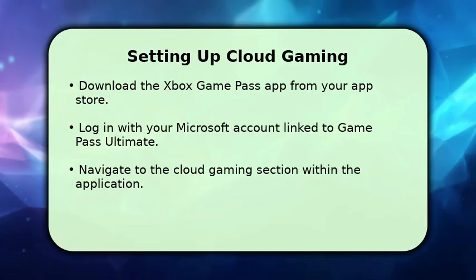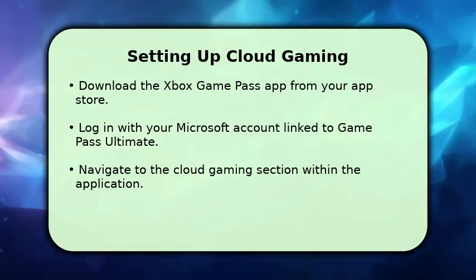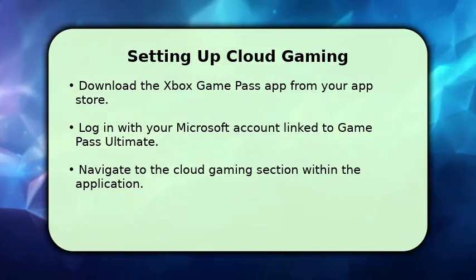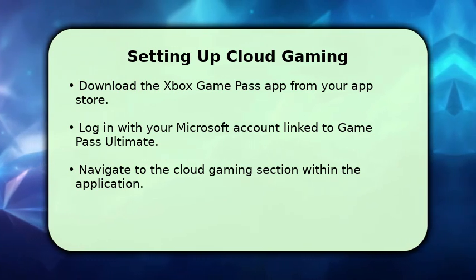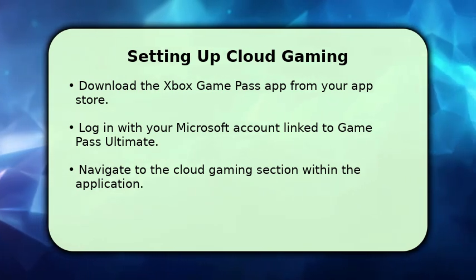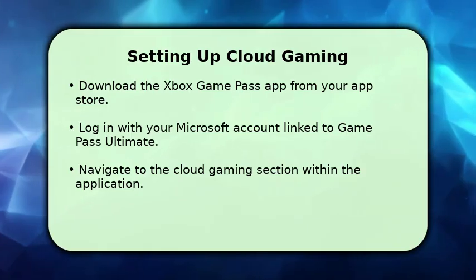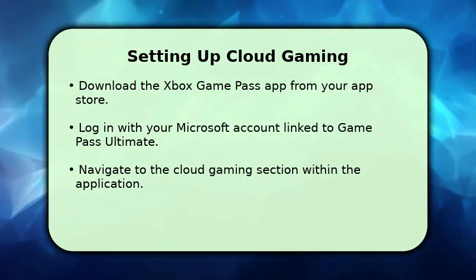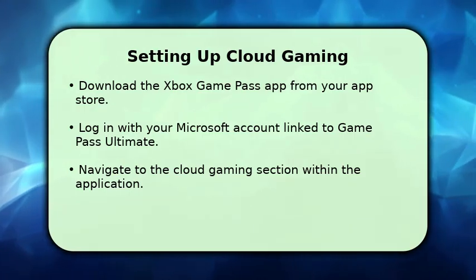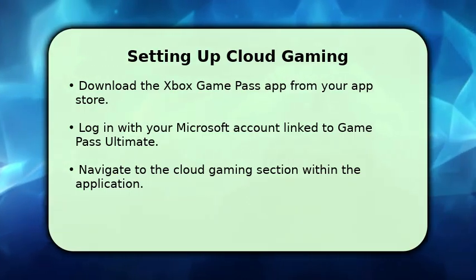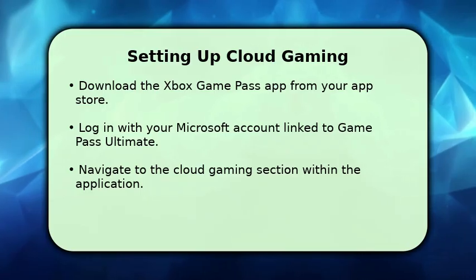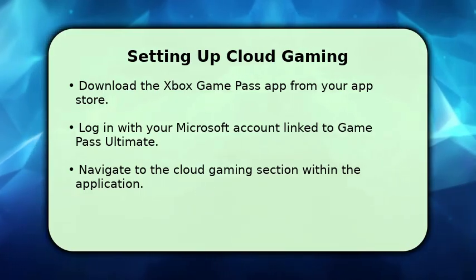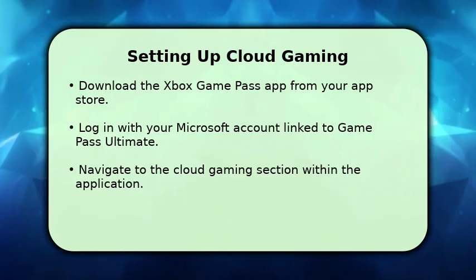Once you have your subscription and a good internet connection, download the Xbox Game Pass app from your device's App Store. After installation, simply log in using your Microsoft account that has the Game Pass Ultimate subscription. Inside the app, locate the Cloud Gaming section. From there, you can easily find and select Microsoft Flight Simulator. The game will then begin streaming directly to your phone, ready for takeoff in just a few moments.